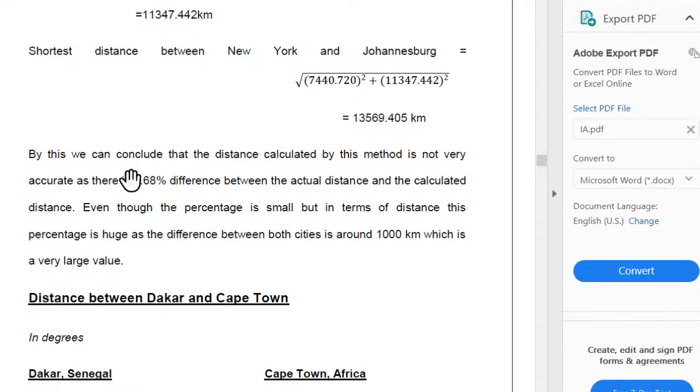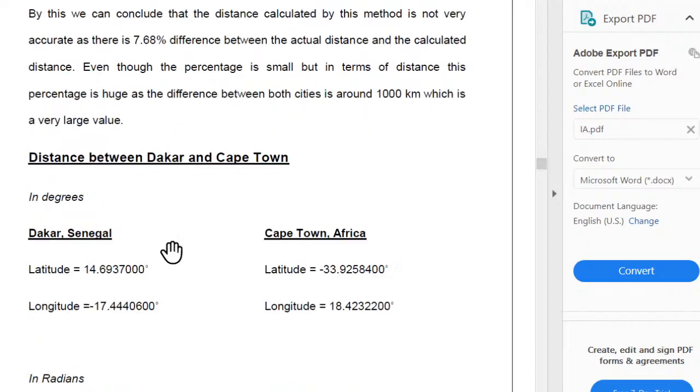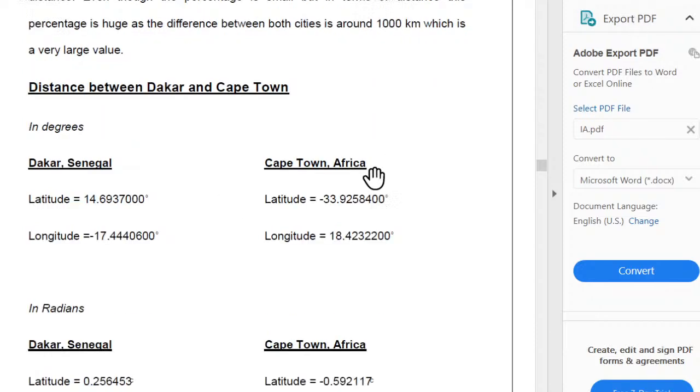And they get 8% difference. Now we see reflection. Even though the percentage is small, in terms of distance, this percentage is huge, a difference around 1,000, a large value. So it's giving some personal judgment to what the result is. It's not just saying, okay, these are different. It's saying the difference is 8%, and here's why 8% is big. So the author does a reflection on the results.